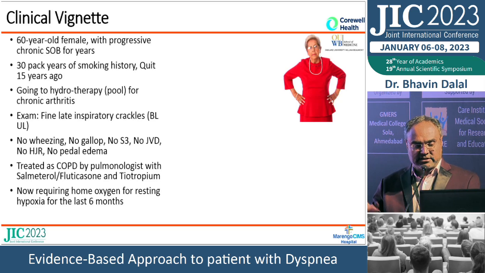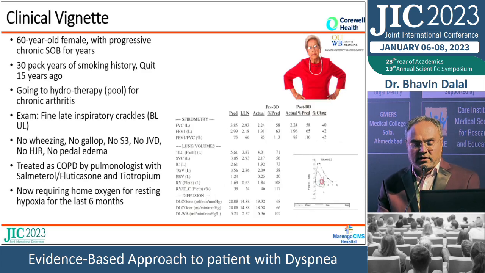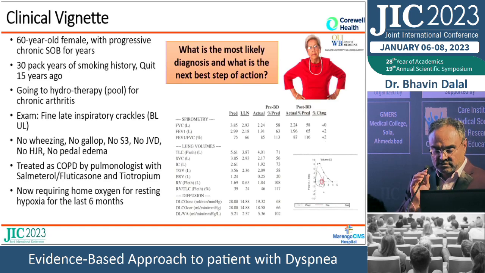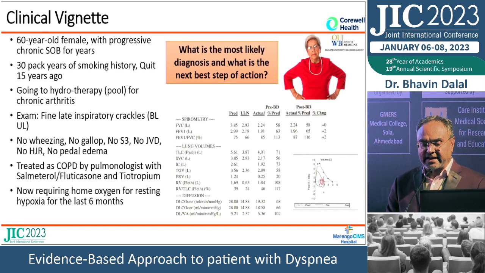Was treated as COPD by the pulmonologist for almost 5 or 6 years with salmeterol, fluticasone and tiotropium. Now requiring oxygen for resting hypoxia for the last 6 months. This is a real patient I encountered. This is the PFT. I'm not sure that you can read it, this is very small here. This is a very good example. So what is the most likely diagnosis and what is the next best step of action?